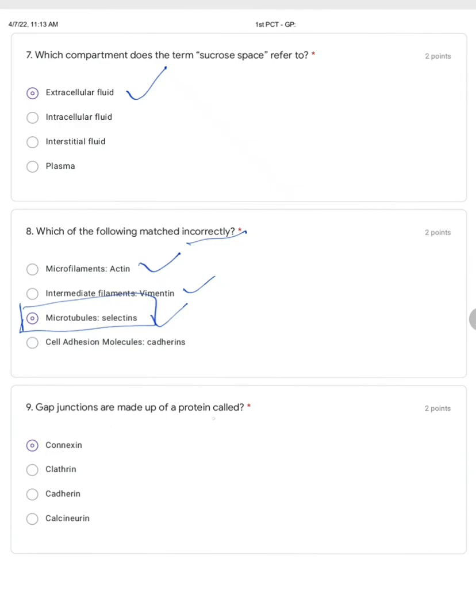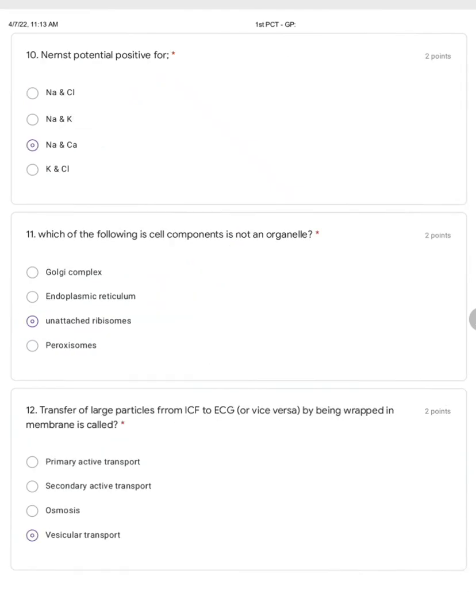Gap junctions are made up of the protein called connexin. The Nernst potential is positive for sodium and calcium. Sodium will be around plus 60, and the calcium is plus 130.